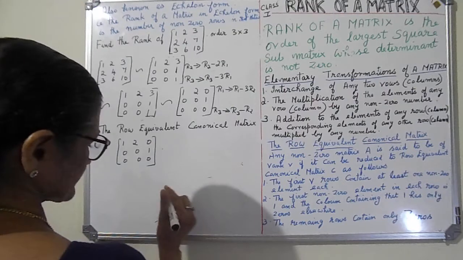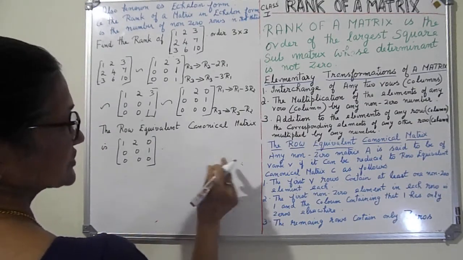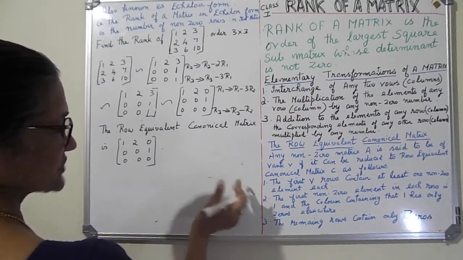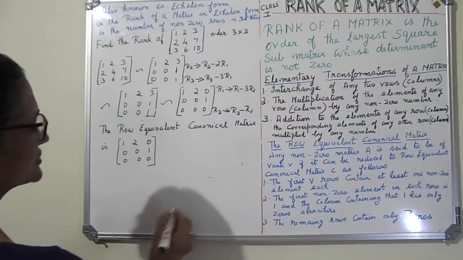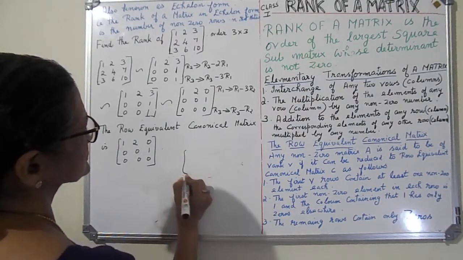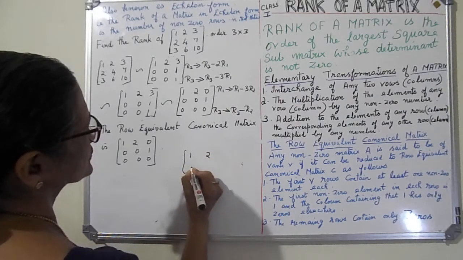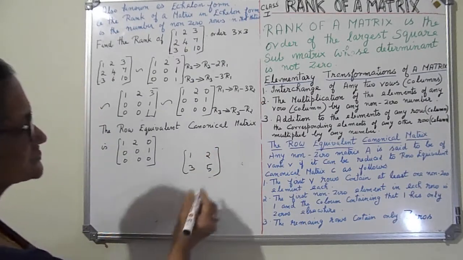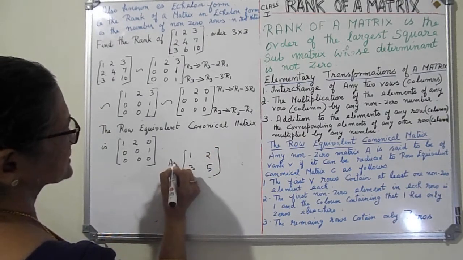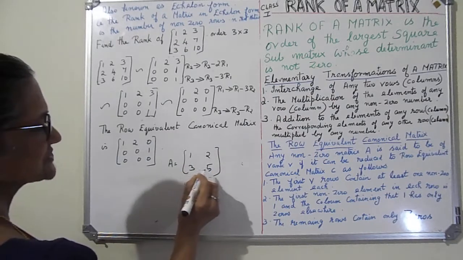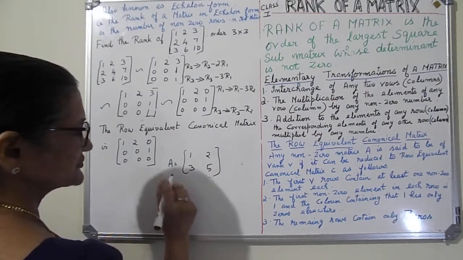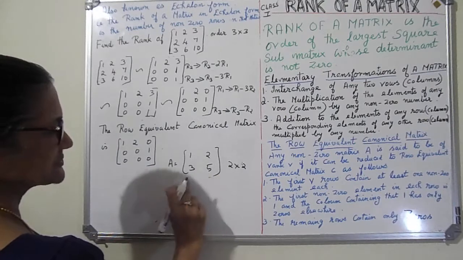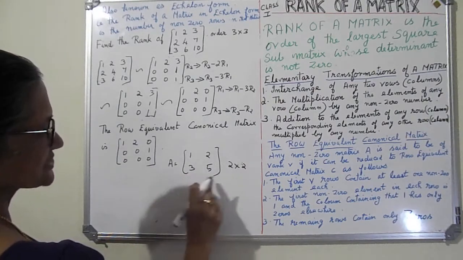What is a matrix? A matrix is a rectangular array of elements. The elements can be numbers, symbols, expressions, etc. For example, consider the matrix 1, 2, 3, 5. Okay, this is a matrix. Let us name this matrix as A. How many rows and how many columns does it have? 2 rows and 2 columns. Therefore, we can say the order of this matrix is 2 by 2. Equal number of rows and equal number of columns. Therefore, it is called a square matrix of order 2.